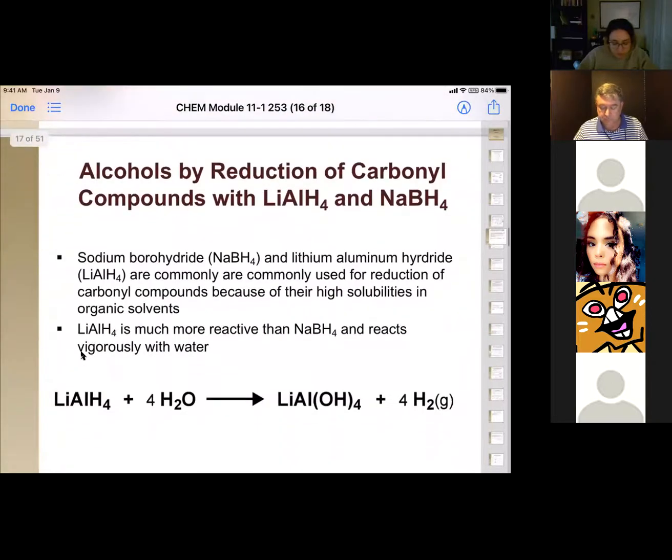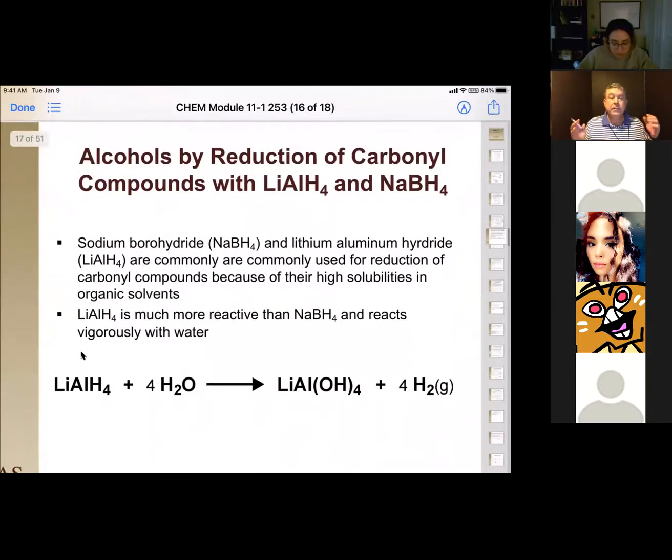Okay. So we use these 2 reagents specifically, sodium borohydride and lithium aluminum hydride, because they are very selective to reducing down just the carbonyl. Lithium aluminum hydride is more reactive than sodium borohydride. In fact, it spontaneously reacts with water very violently to generate hydrogen and usually a little bit of fire. So we have to be careful when we do it.